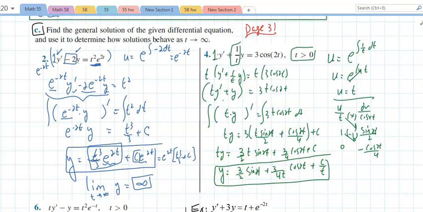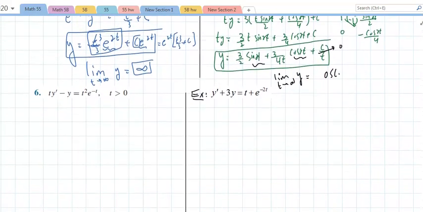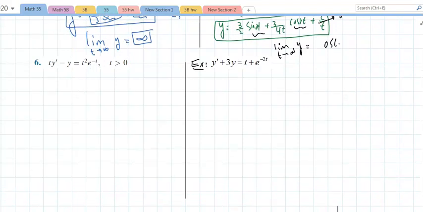Now, if I take the limit as t approaches infinity, I notice that's going to approach 0, and that's going to be oscillating. I have a couple more to go. So if I go for the next problem, the same deal. This is not a 1. I make sure that's a 1.